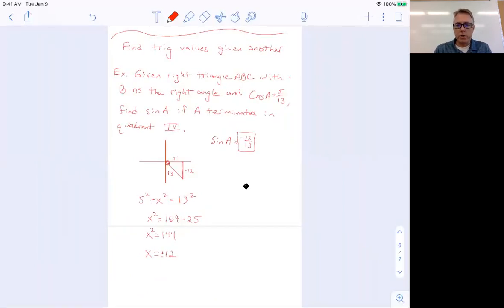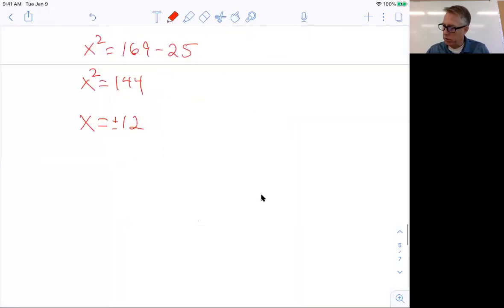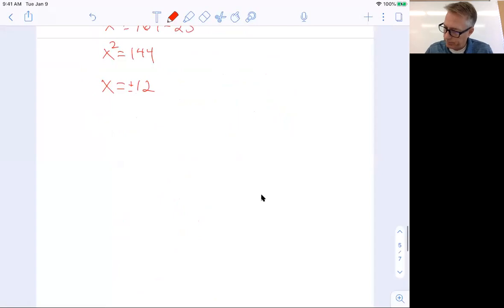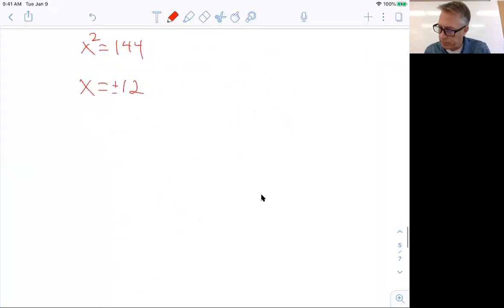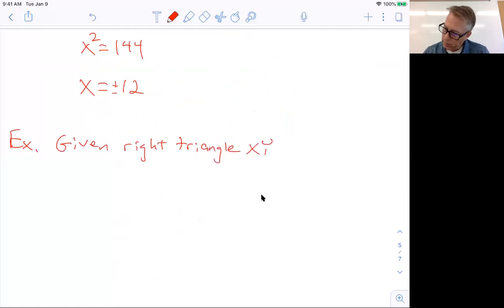All right, so let me give you guys another one here. Real similar example. All right, so let's say given right triangle XYZ, with Y as the right angle.